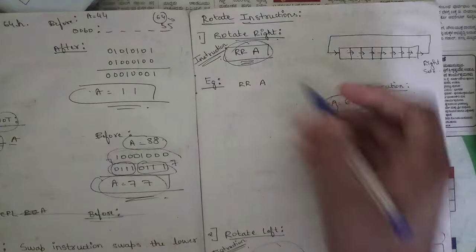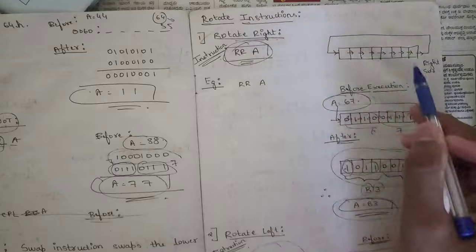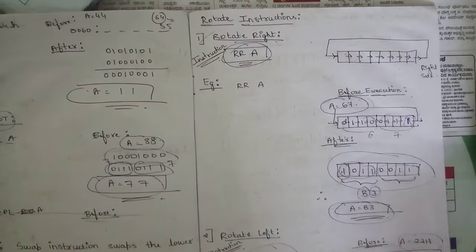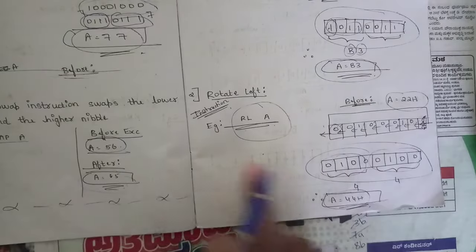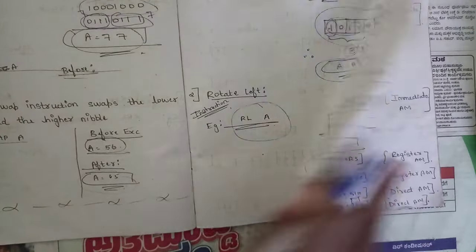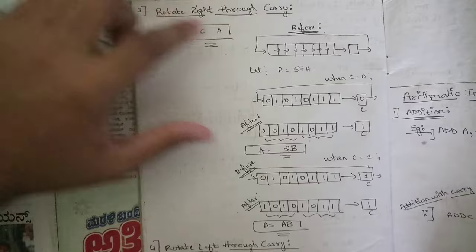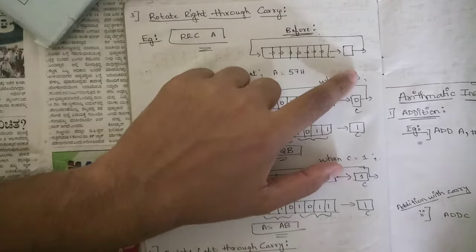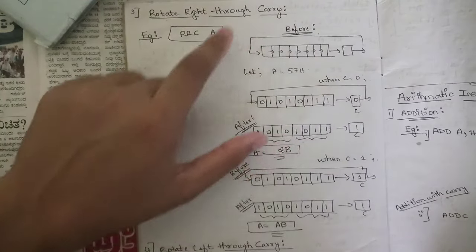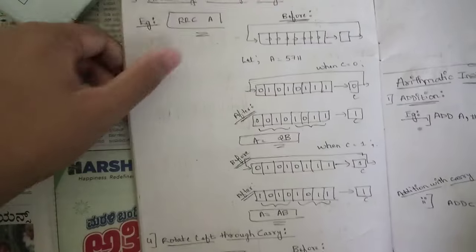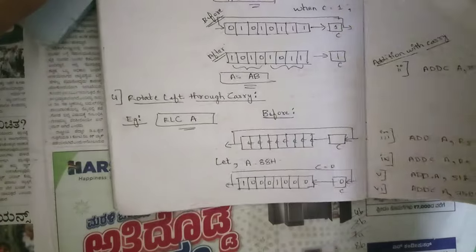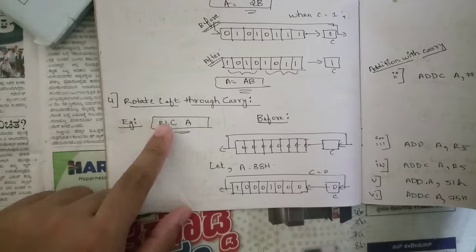Along with that, some of the rotational instructions as well: rotate right, which is commanded as RR, and some examples along with that. Rotate left, RL, with some examples. Along with that, rotate right through carry, because we would be having one carry flag separately. We rotate along with that, and its opcode is RRC. And rotate left through carry, its opcode is RLC.